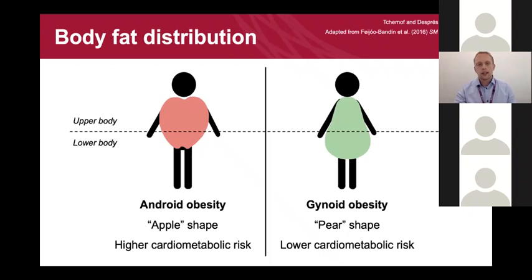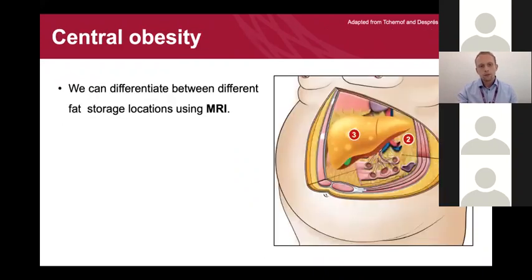On the flip side, the gynoid or pear shape is characterized by fat accumulation around the hips and thighs, which is thought to be more protective as it almost acts as a buffer from storing fat in these more harmful areas. And this is associated with a lower cardiometabolic risk. As you can probably tell from the stick figures, the apple shape tends to be more common in males, and the pear shape tends to be more common in females. And we'll go into this a bit later on.